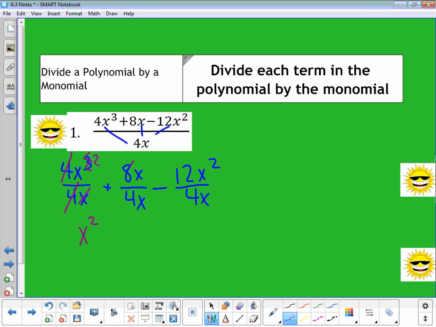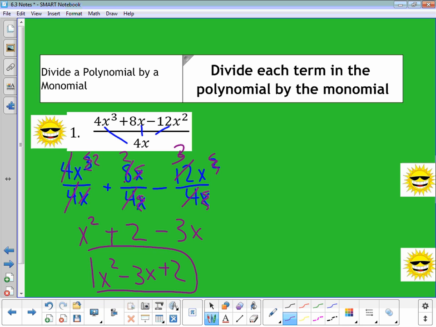8x divided by 4x, 8 divided by 4 is 2. X and x cancels out, so I just have a 2 there. And then negative 12x squared divided by 4x, 12 divided by 4 is 3, and x squared divided by x is just going to be x. So it's minus 3x there. Now writing this in standard form, because we know we're supposed to decrease our exponents, it would look like x squared minus 3x plus 2.